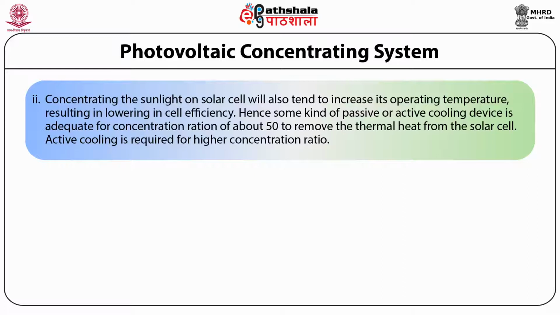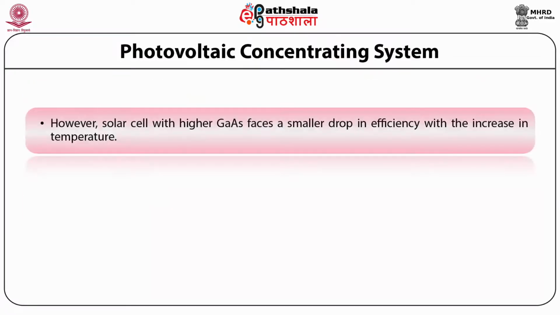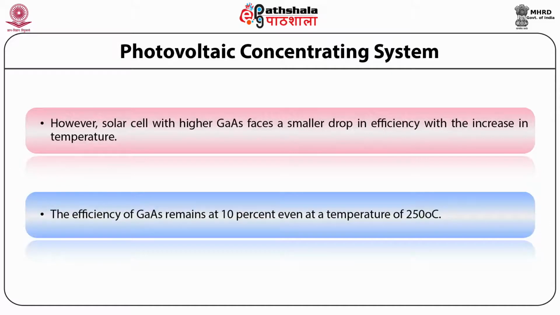Third reason is that the solar cell with smaller band gap like silicon is not suitable for concentrated solar radiation, since the operating temperature of the cell depends on the band gap of the material. However, solar cell with higher band gap like gallium arsenide faces a smaller drop in efficiency with the increase in temperature. So the efficiency of gallium arsenide remains at 10% even at a temperature of 250 degrees Celsius.